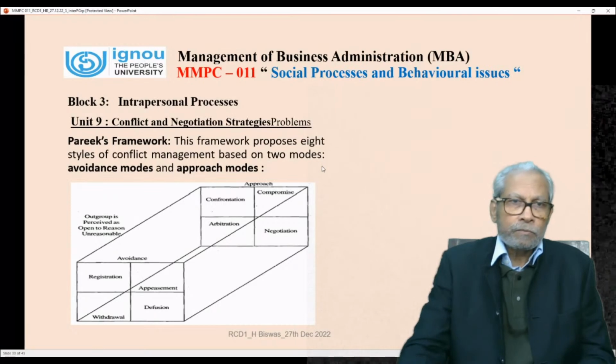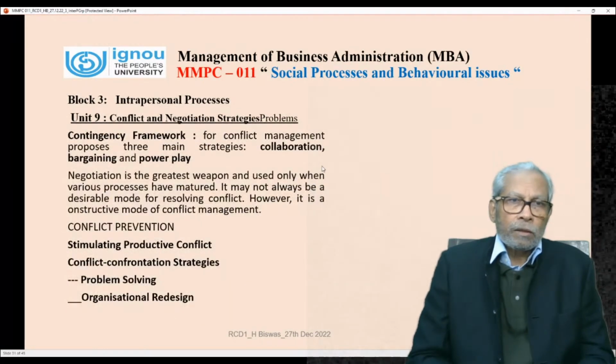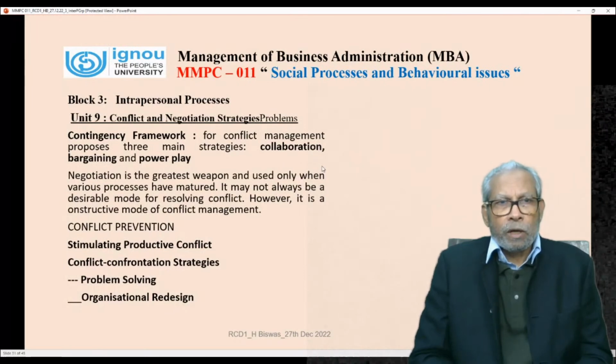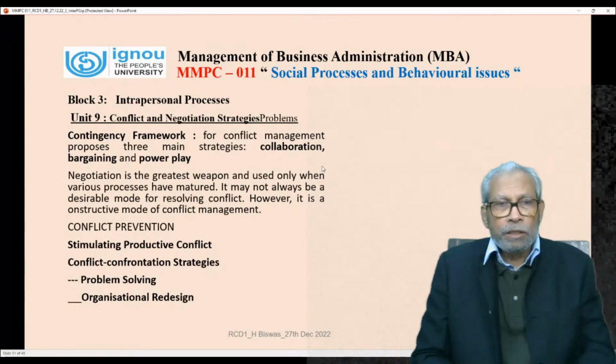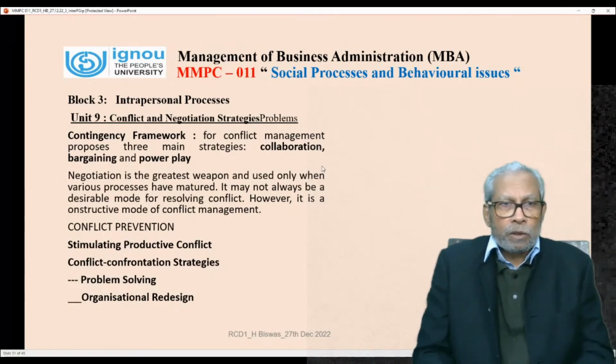Then the contingency framework for conflict management processes 3 main strategies. One is collaboration, bargaining, and power. There are 3 processes.